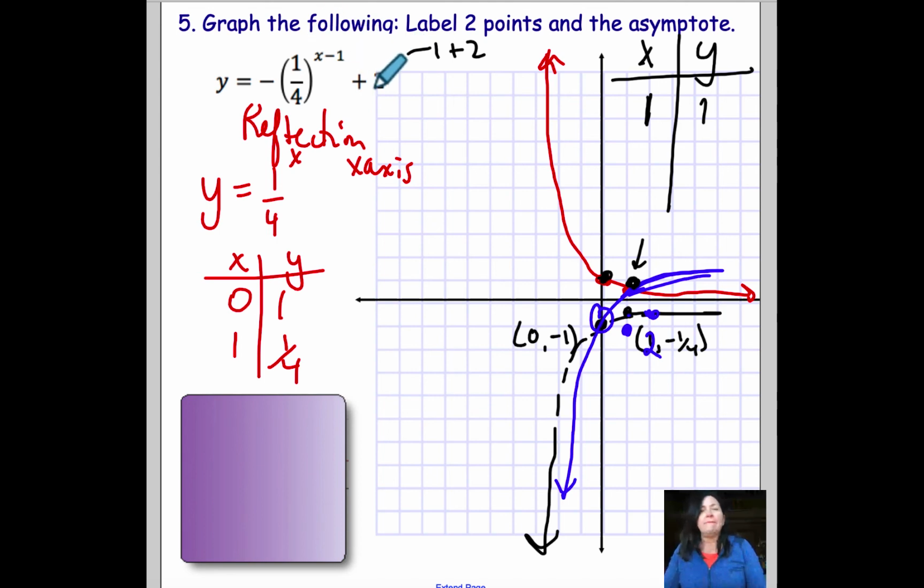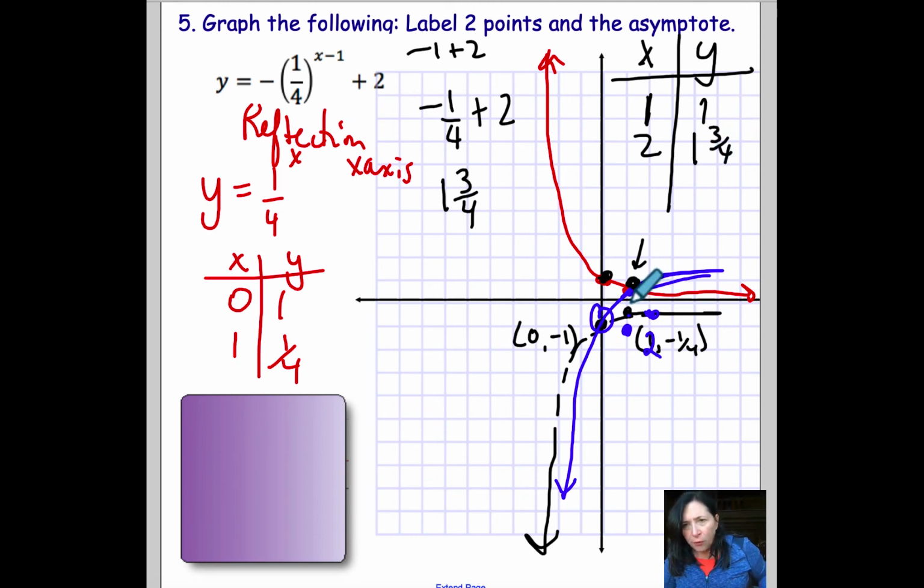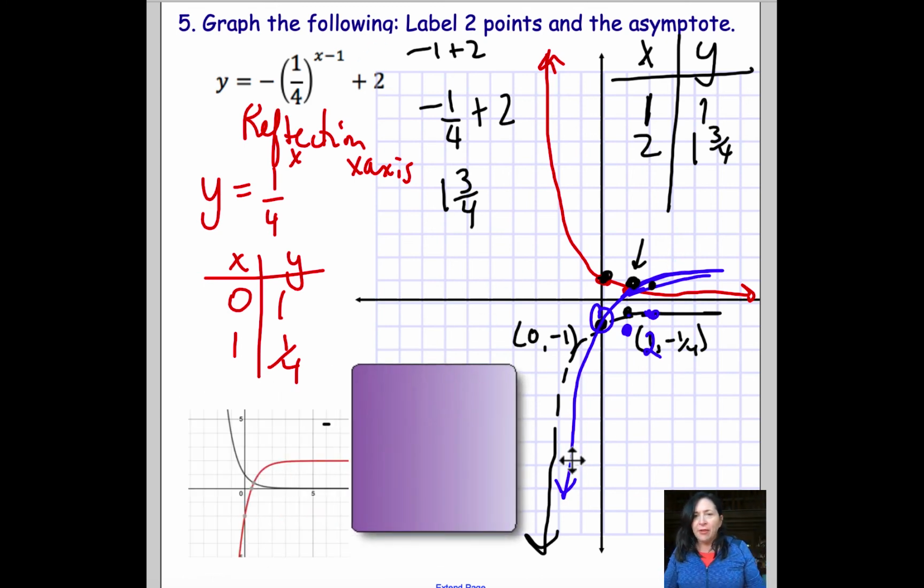I would also plug in 2. If I plugged in 2, 2 minus 1 is 1. So I have 1/4 to the 1 power is still 1/4. And so I've got negative 1/4. And then add 2. So I know that that value, negative 1/4 plus 2, is 1 3/4. So over 2, up 1 3/4. So you've got to figure out how this is working for you as far as a graph. This is my new graph here, the blue, which is in this graph here, down here is red.